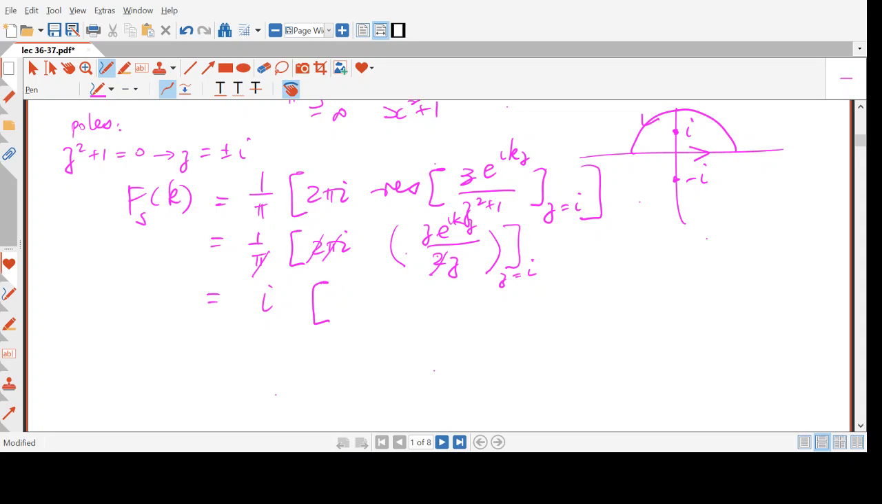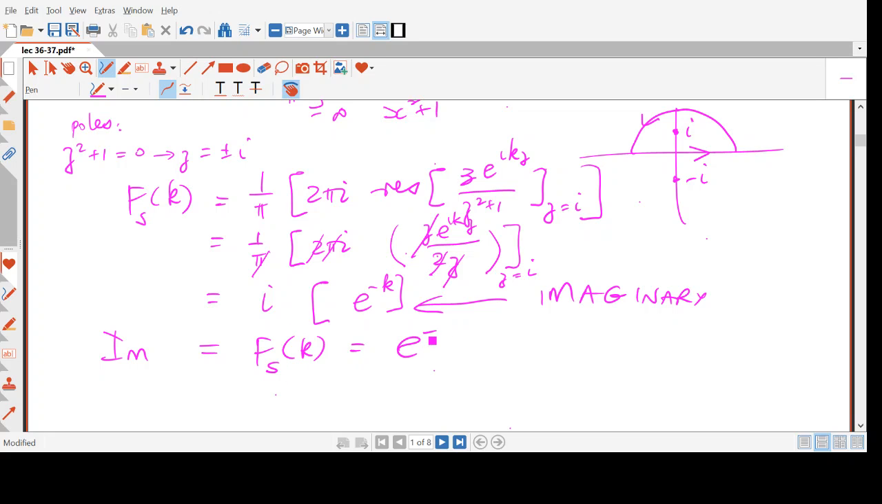And then in this substitution here, the z's cancel off as well. It is e to the minus k, since i squared is minus 1. And the actual answer is the imaginary part of this. So the imaginary part is actually f of k, the sine transform, and that's e to the minus k. And this is valid for k less than 0.